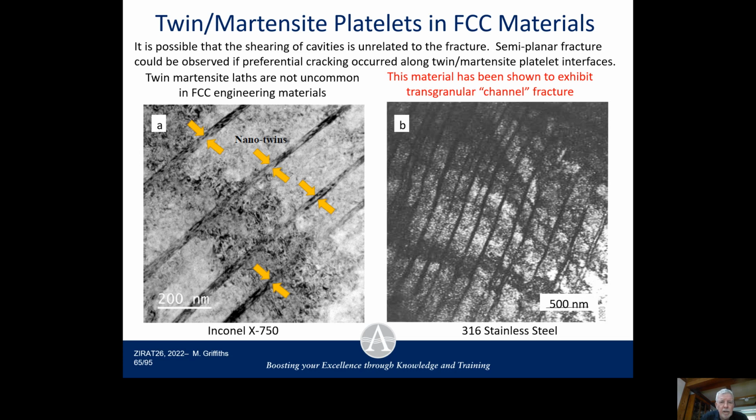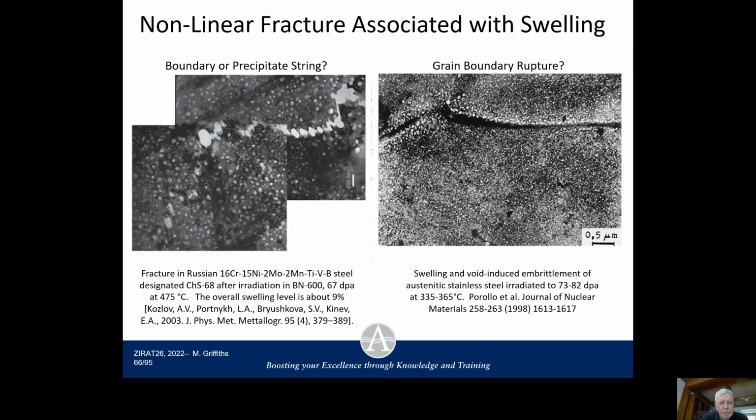A much more likely explanation for the kind of channel fracture that has been observed is that the material is full of, or has grains within it, which are martensite platelets. And these are inhomogeneities and sites for failure. And that's all I want to say about that. That gets into a whole new debate and lecture.